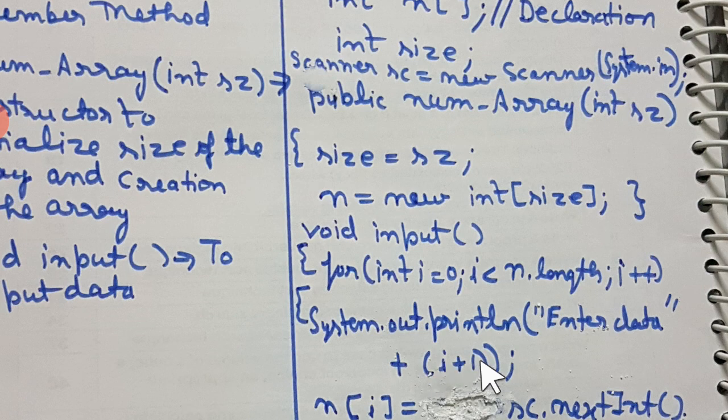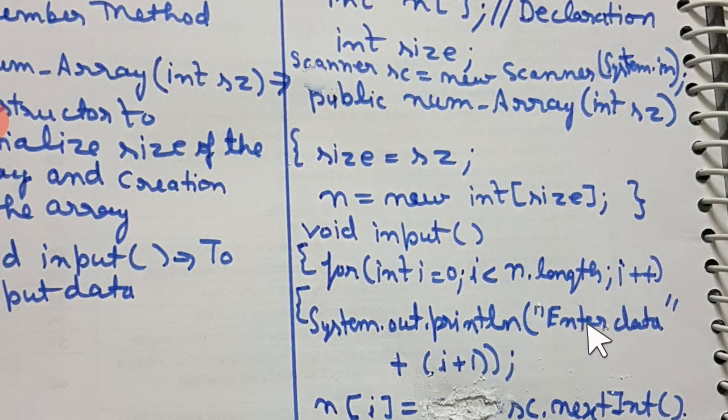In the parenthesis it's been written, and now one more parenthesis, a closing one for the println. Due to less space, I have shifted this part of the statement to the next line, but in the examination you will be writing the entire thing, System.out.println enter data plus i plus 1, in one line.